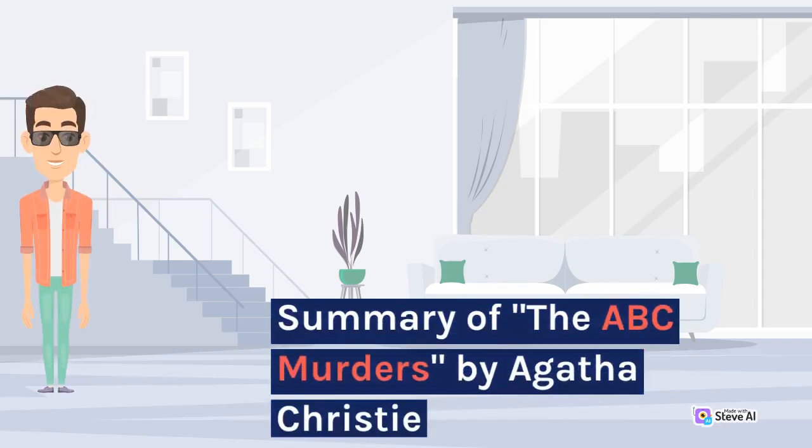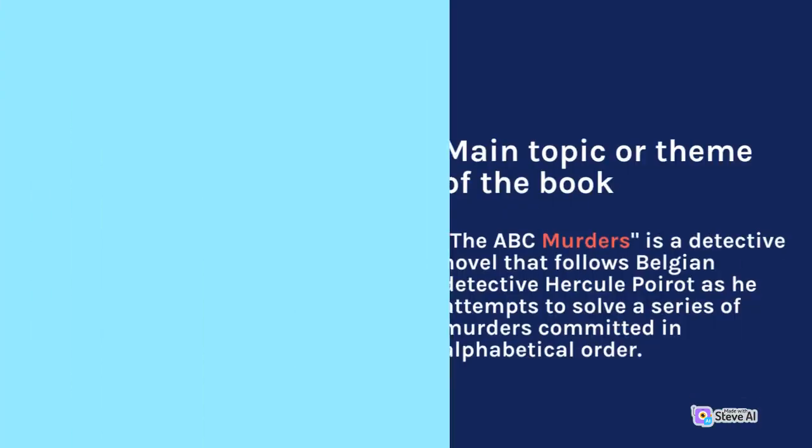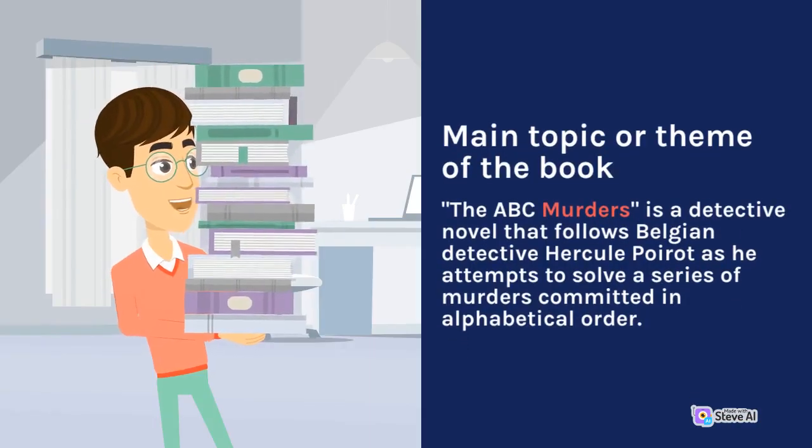Summary of The ABC Murders by Agatha Christie. Main topic or theme of the book. The ABC Murders is a detective novel that follows Belgian detective Hercule Poirot as he attempts to solve a series of murders committed in alphabetical order.